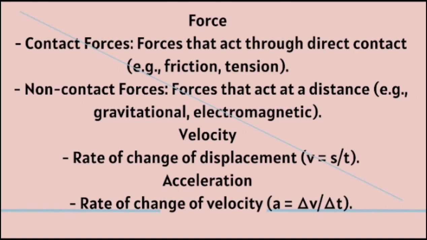Next, we have velocity. Velocity is defined as the speed of an object in a specific direction, and acceleration is the rate at which an object's velocity changes over time.